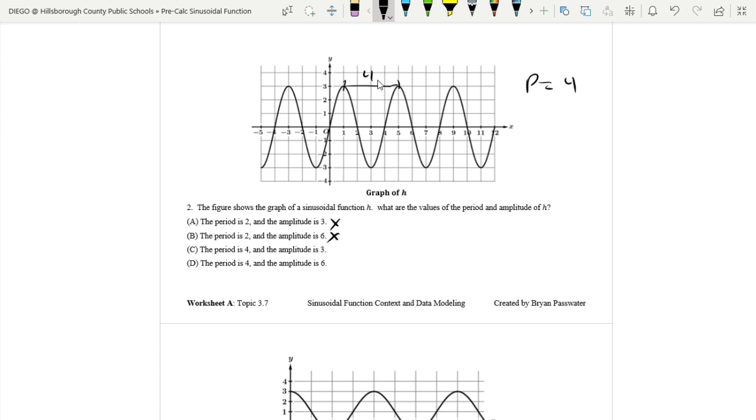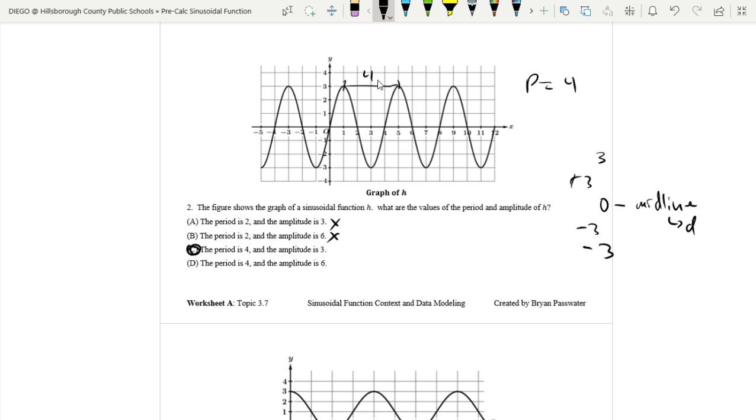Now we just need to find the amplitude. So the maximum is 3 right here. The minimum is -3. Okay, so our midline, because 3 and -3, right? Our midline is going to be 0. That's our D value, right? You add 3 to 0, you get 3. You subtract 3 from 0, you get -3. Our amplitude is 3 because it's going by 3.